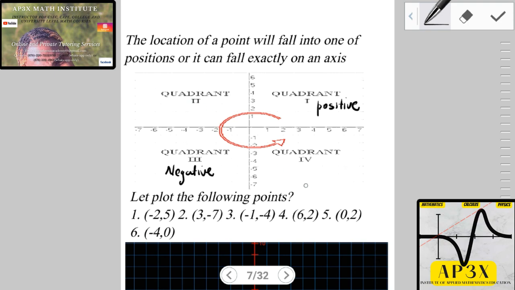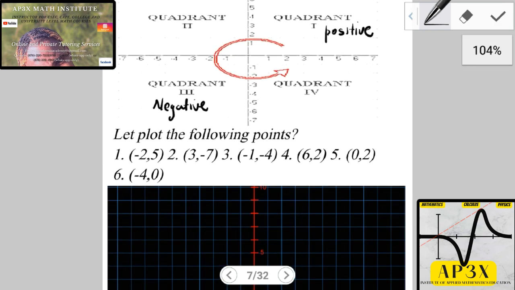Quadrant 2 and quadrant 4 are a mixture of negative and positive ordinates, with here being the negative x ordinate and down here being the negative y ordinate.